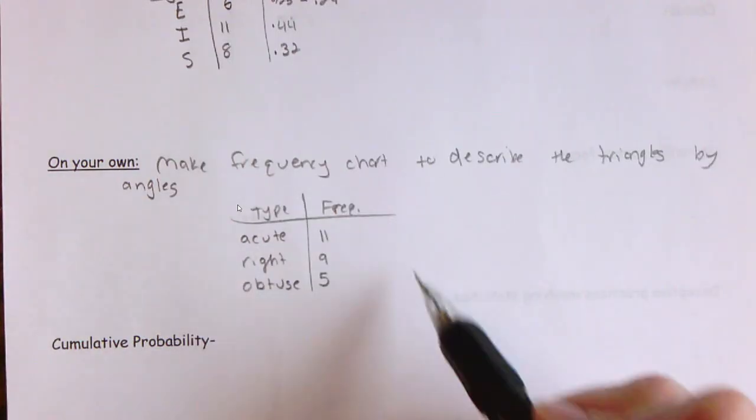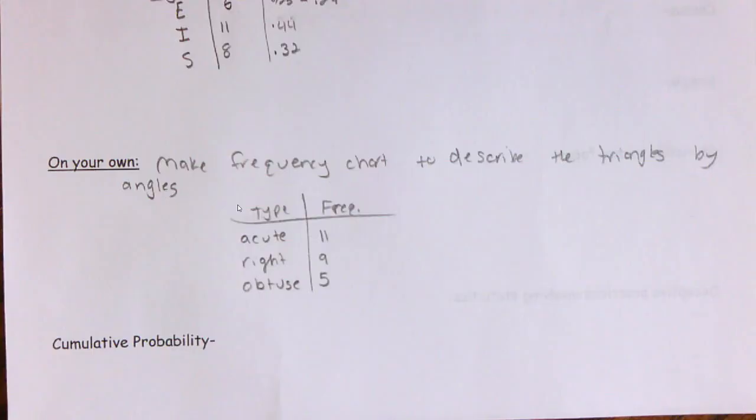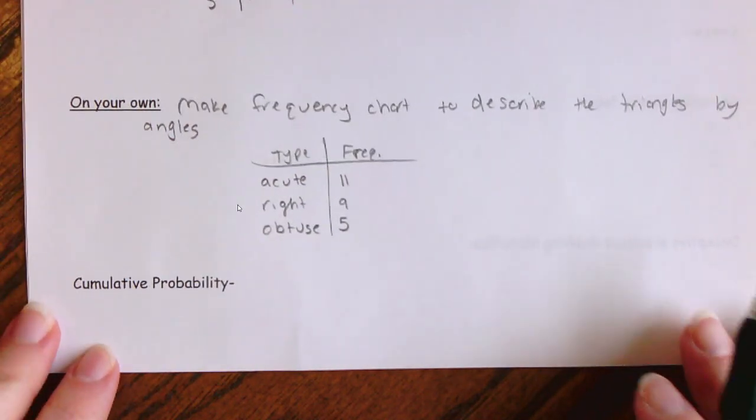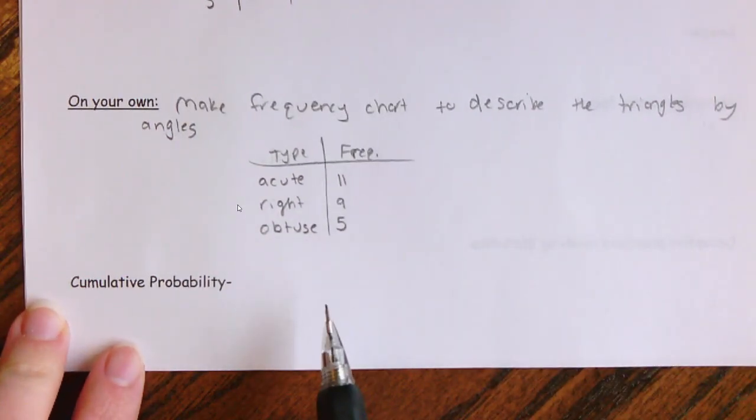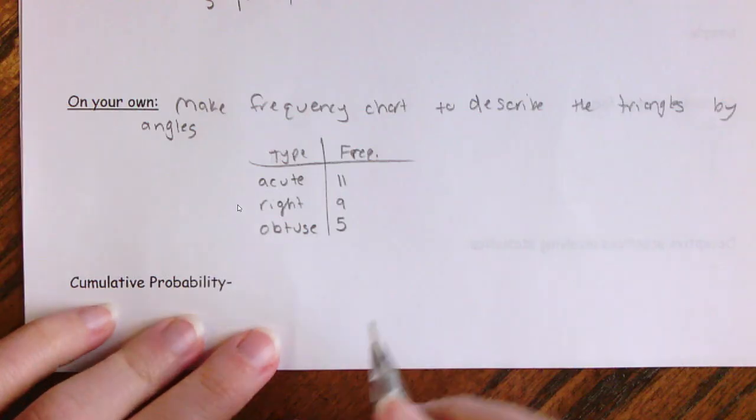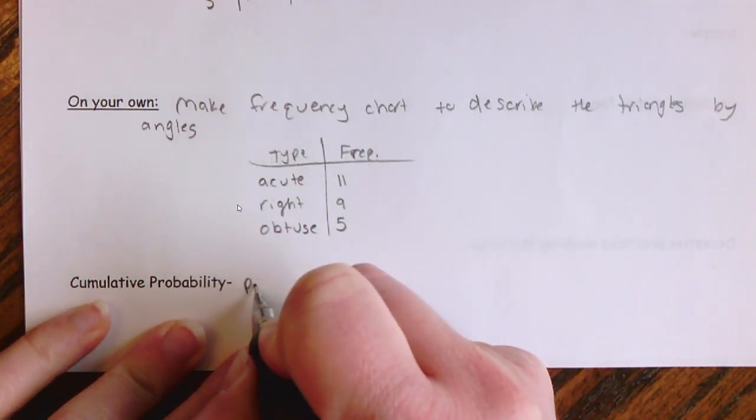Okay, and then if we wanted to add a probability part to this, we could, but I just told you to make a frequency chart, not a probability chart. All right, so let's move on to probability. We have cumulative probability. If you think of things accumulating, like snow accumulates, water accumulates, it's going to be probability over a continuous range of events.